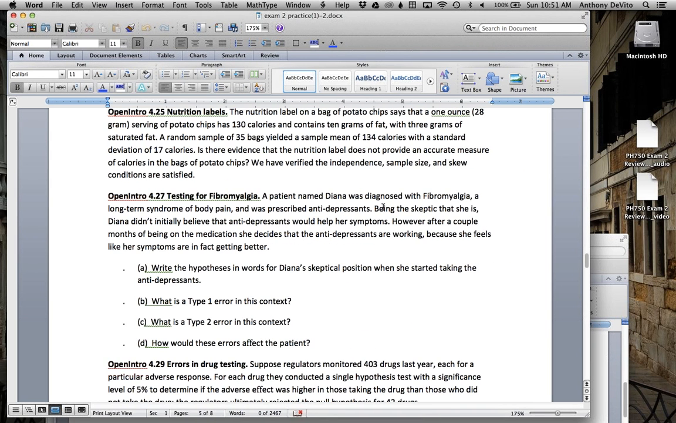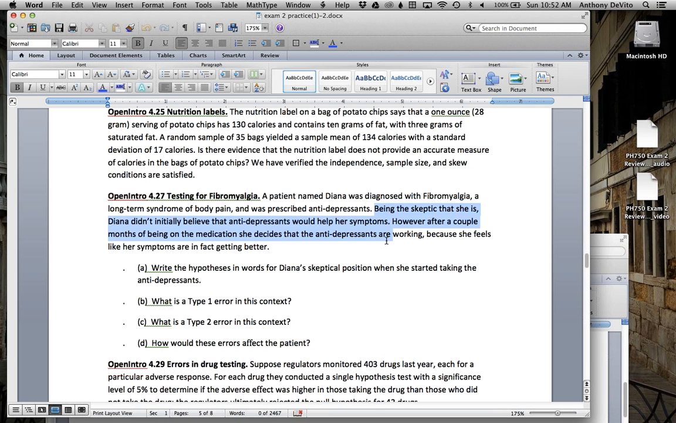A patient named Diana was diagnosed with fibromyalgia, a long-term syndrome. Being a skeptic, Diana didn't initially believe that antidepressants would help. This is a thought problem, I think, rather than a numerical problem, but it's good. It's timely because we're just talking about type 1 and type 2 errors.